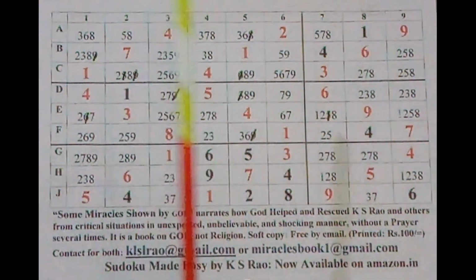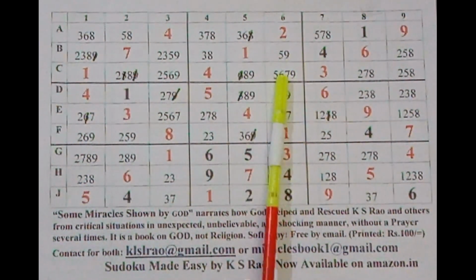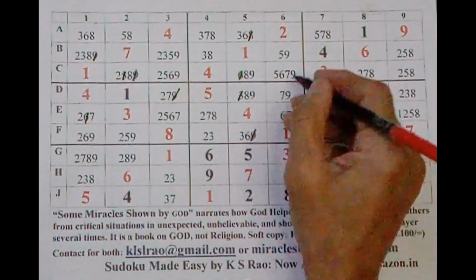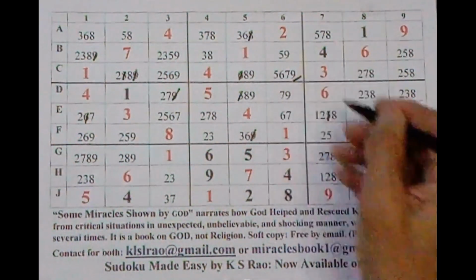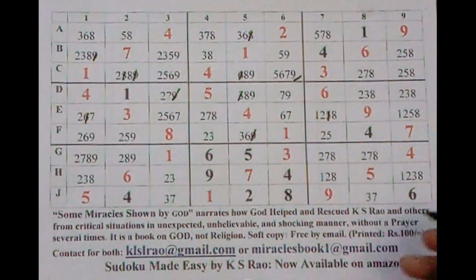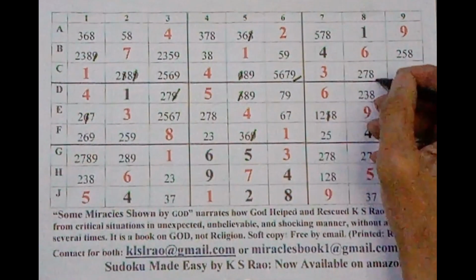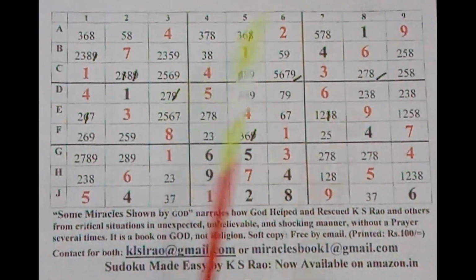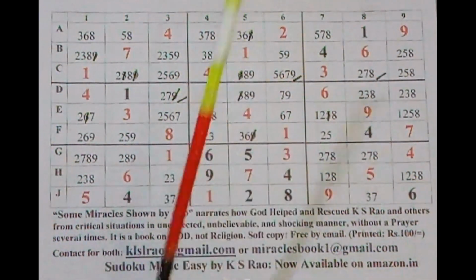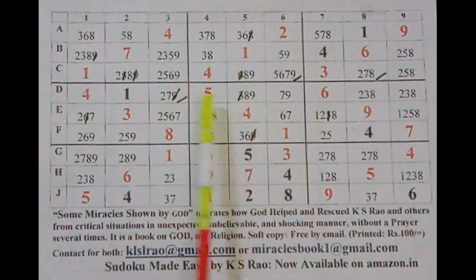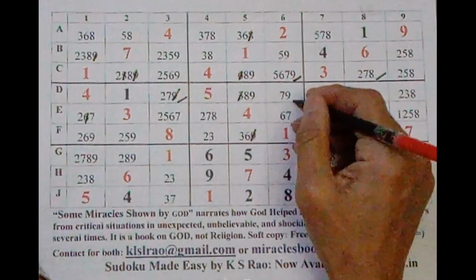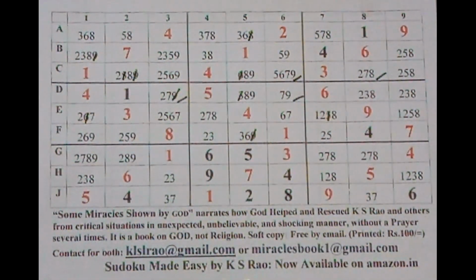Look at C6, C6, C6 and C8. I shall mark these things like this. Okay, C6 and C8. C8 also. And then D3 and D6. Here, this. D6 also, let us mark it. And then J3 and J8.